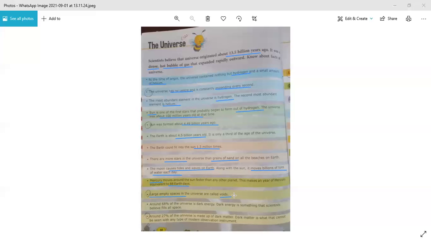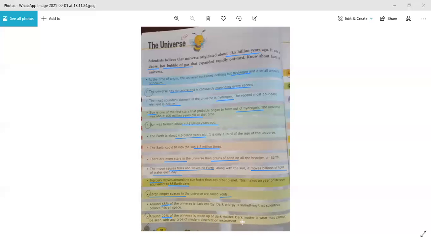These are called voids. Now in the universe, about how much is found in dark energy? 68%. Dark energy is something that scientists believe fills all space, and it is 68% of the universe. And nearly 27% of the universe is made up of dark matter.